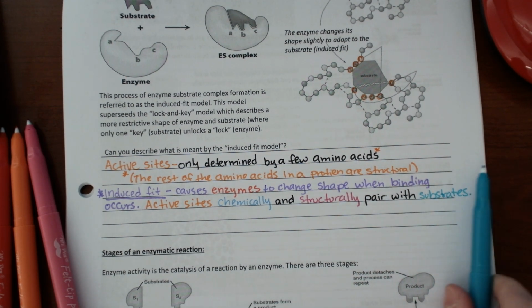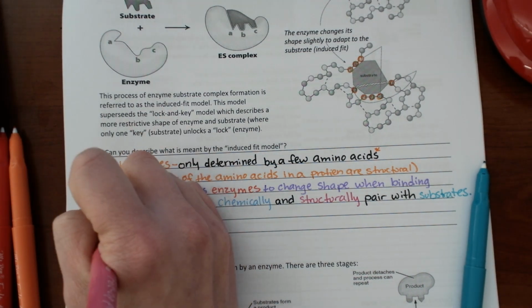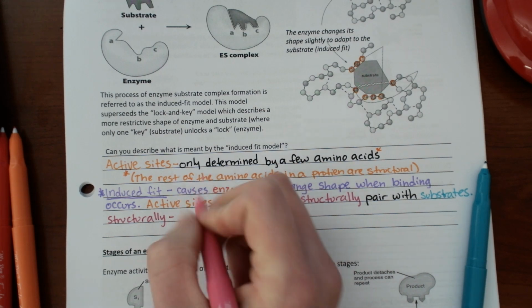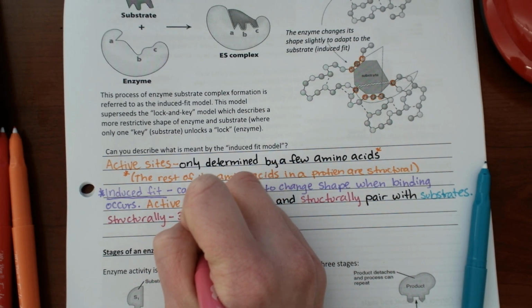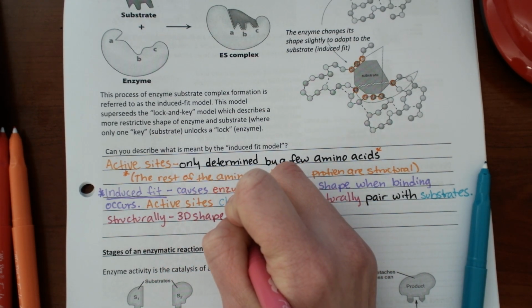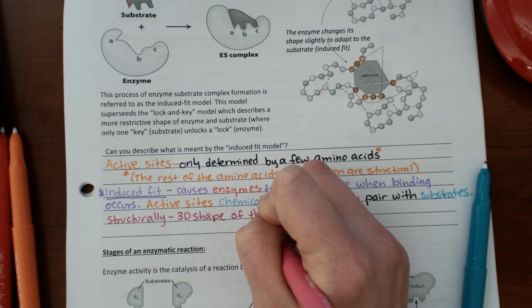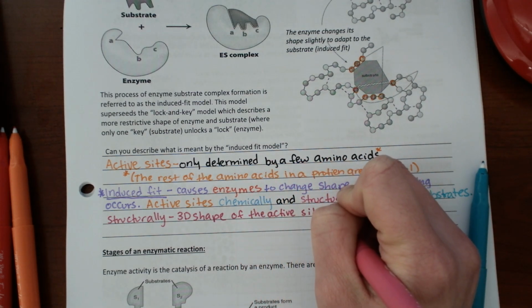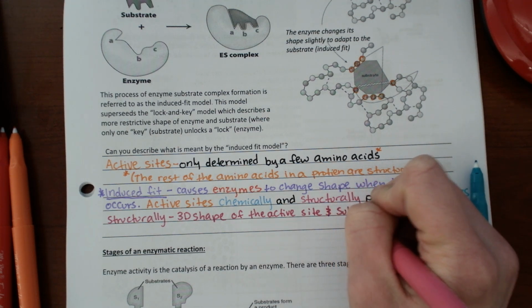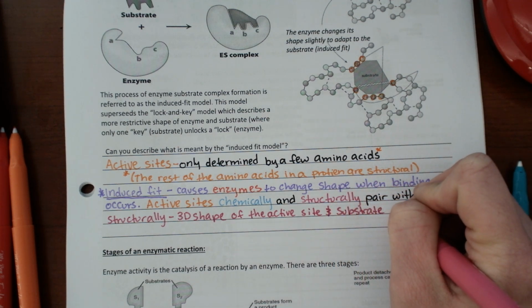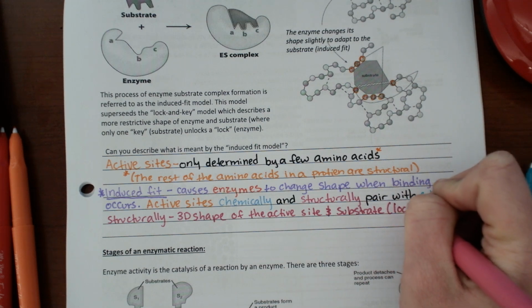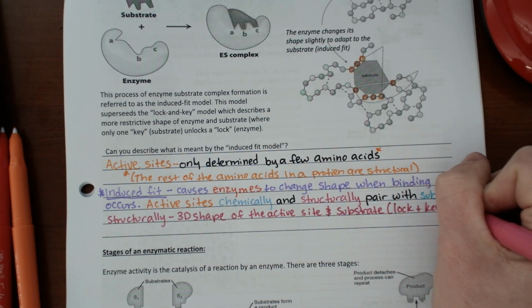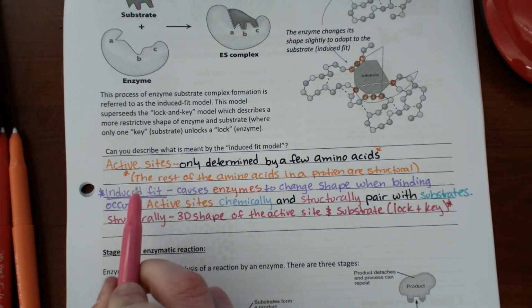And so what we mean by that, structurally, the 3D shape of the active site and substrate lineup, they're like the lock and key-ish, knowing that they do this induced fit thing.